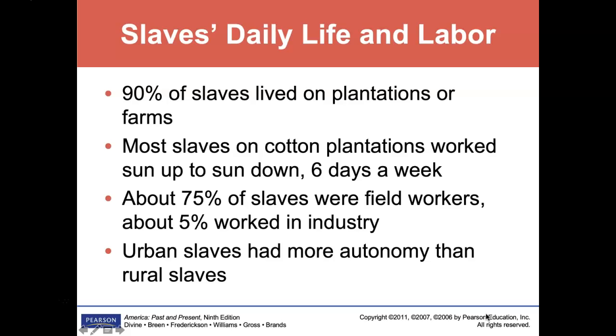A slave's daily life and labor was anything but easy. In fact, 90% of slaves lived on plantations or farms as America is coming towards the Civil War. Most slaves on cotton plantations worked from sunup to sundown 6 days a week, with 1 day off if they were lucky. But about 75% of slaves were field workers, and about 5% worked in industry. Now, urban slaves did have more autonomy than rural slaves, and it may not come as much of a surprise if you read Fraser closely, you understood that there was a difference in the cultural landscape and, of course, the amount of freedoms that they had to really just expand outward in this way.